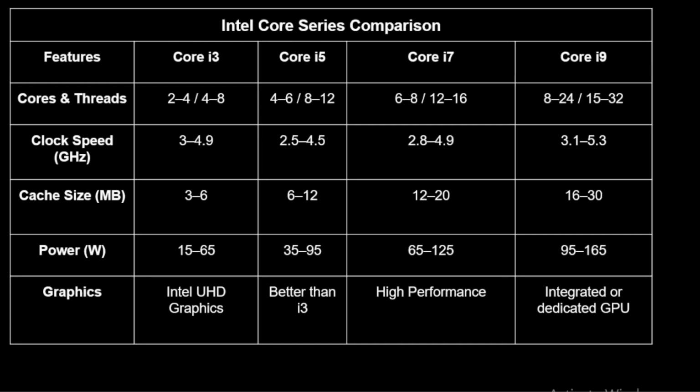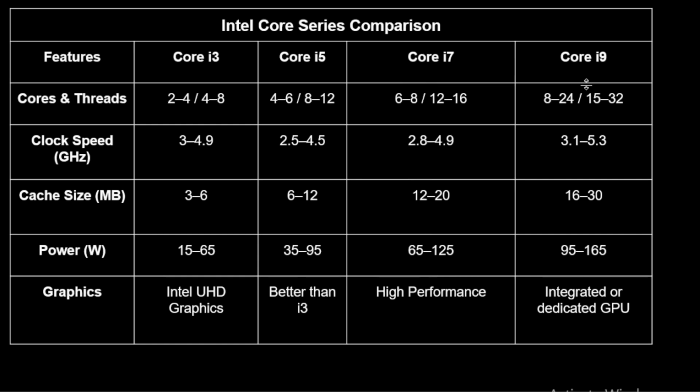So in this table, this is a brief overview of the differentiation between the different Intel Core i3, i5, i7 and i9 processors. You can see over here i3 is good for everyday tasks. It contains 2 to 4 cores. As we move to i5, the number of cores has improved from 4 to 6 and it is used for multitasking and medium workload. Next, i7 contains 6 to 8 cores and it has very high performance.